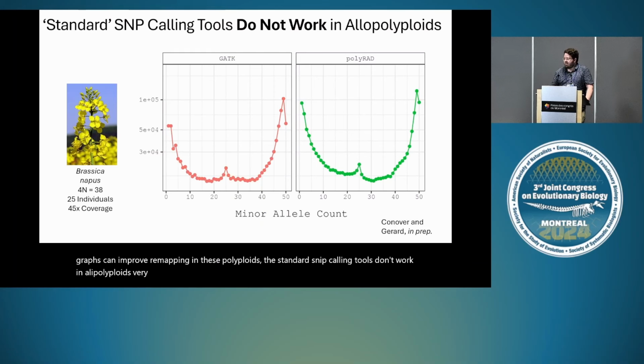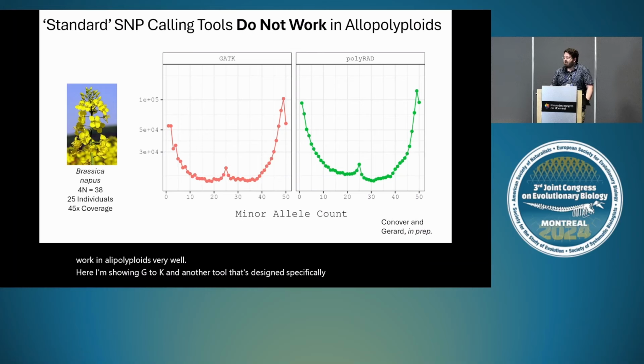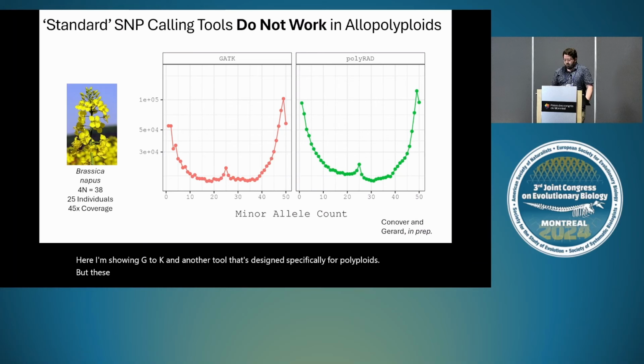Here I'm showing GATK and another tool that's designed specifically for polyploids, but these site frequency spectra look really weird. There's a peak right in the middle that shouldn't be there. That's all due to SNP calling errors. And the peak on the right of each of these plots should be exactly at 50, because that would represent the divergence between your two diploid progenitors. But in this case, they're both shifted to 49, which means that you can't even infer an accurate demographic history or much from these data.